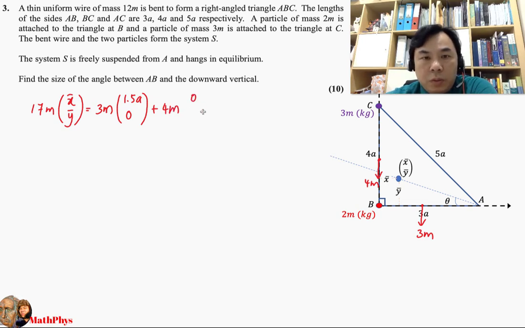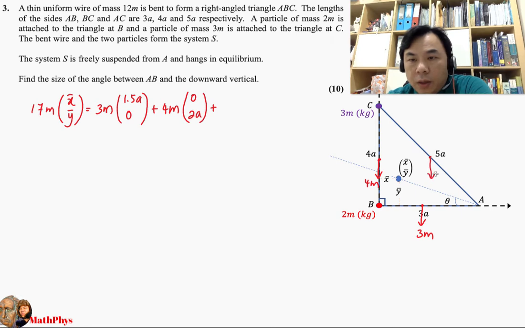That will be 0, and then 2a. After that I'm going to continue with the thin wire of length 5a. The mass is 5m in this case, so there will be 5m. That is located at about, I would say, the drawing is not to scale here, so that will be roughly 1.5a and then 2a.